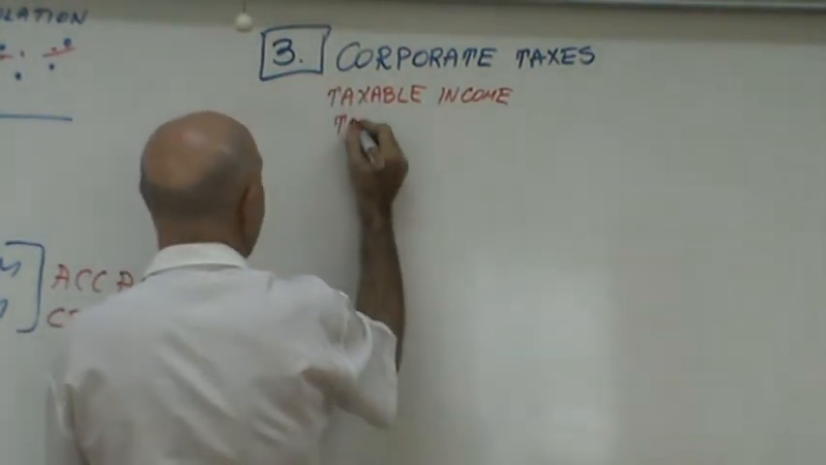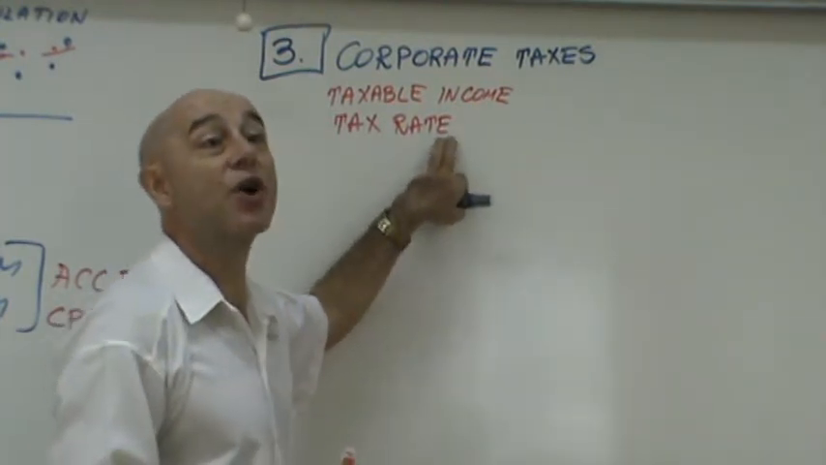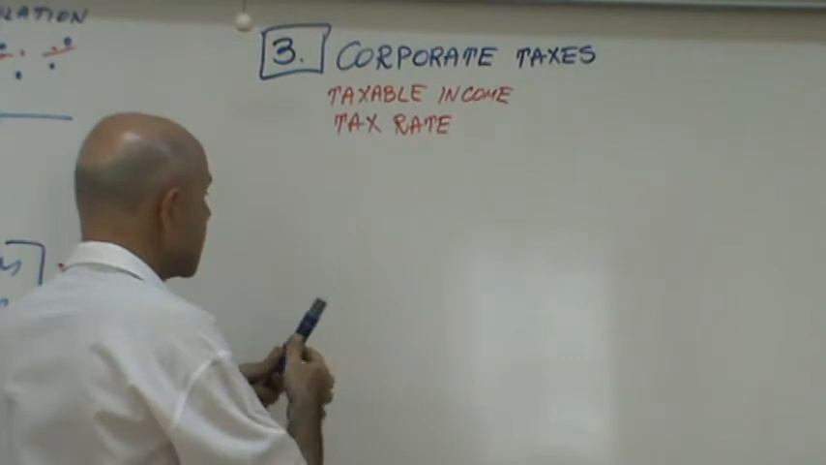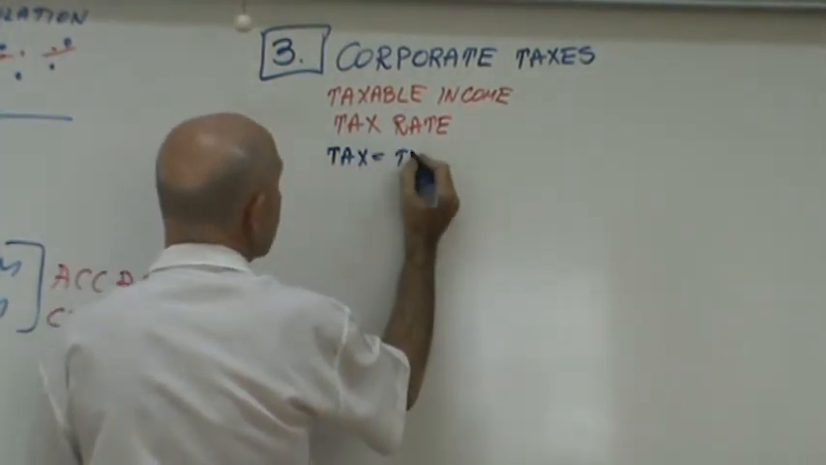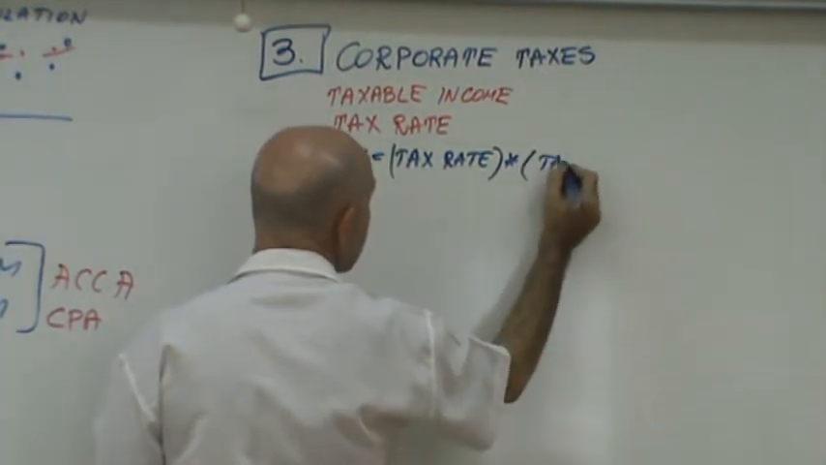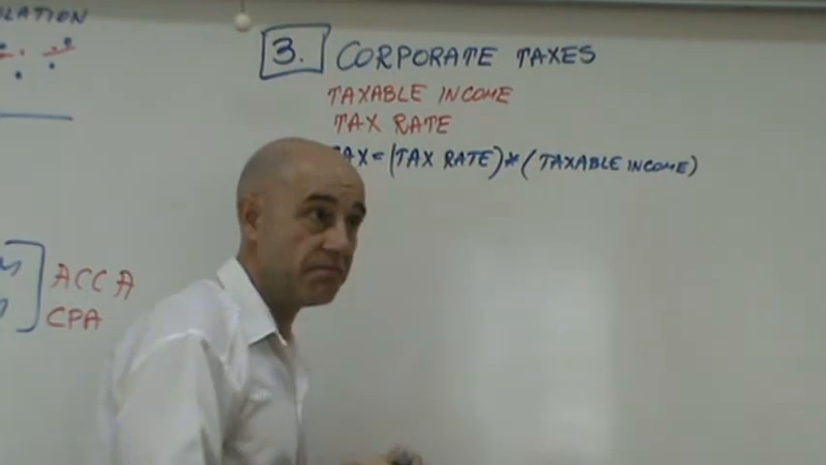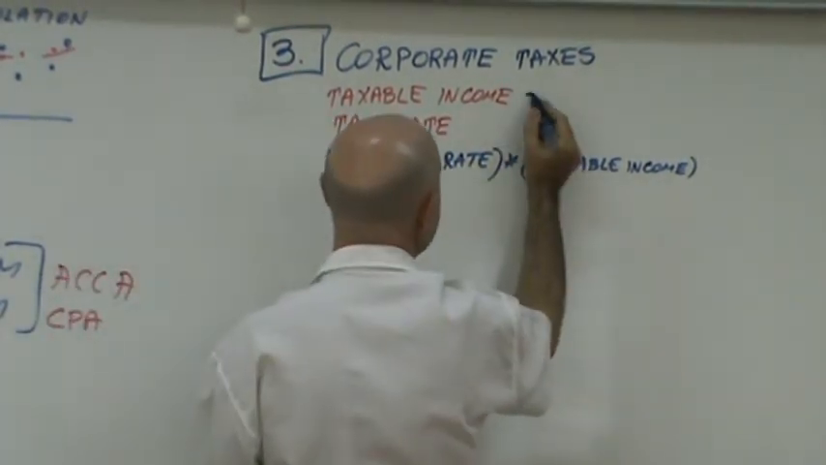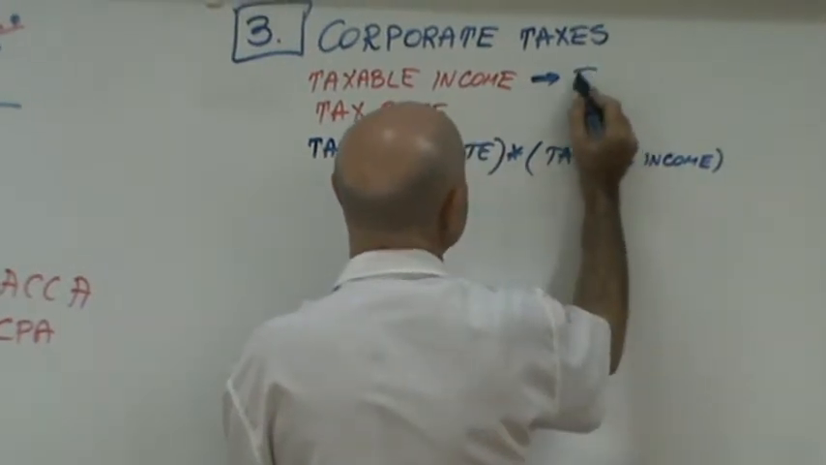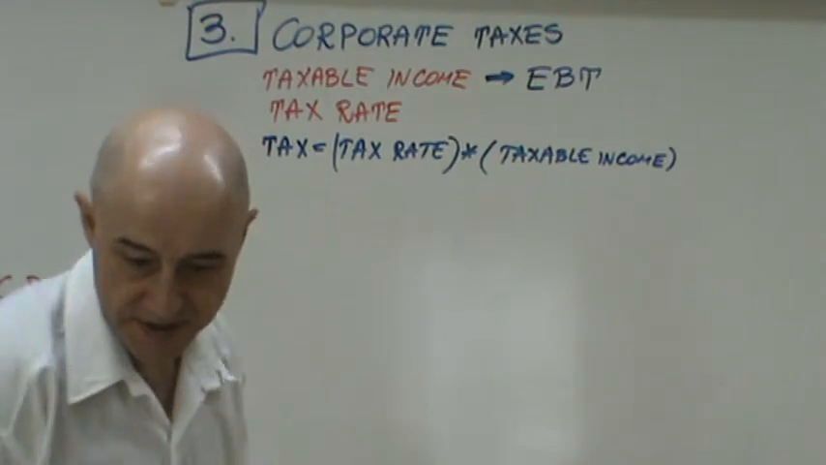Next one is called a tax rate. And the tax rate is simply a percentage which you must pay in taxes out of taxable income. In a sense, a lot of times, simply the tax equals the tax rate multiplied by taxable income. Okay. Now, taxable income in the United States usually is what I gave you on the income statement. It's called EBT, earnings before taxes. Earnings before taxes, and then you calculate the taxes.